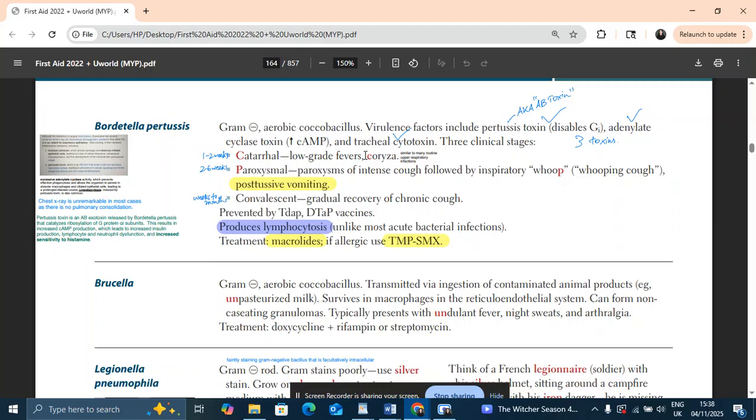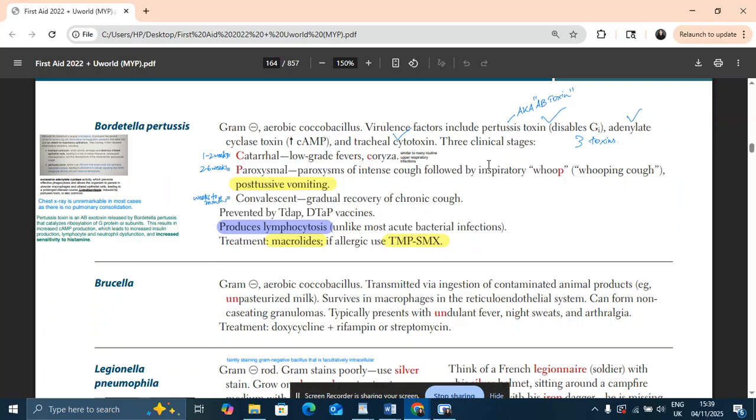Those exotoxins include pertussis toxin that disables the Gi protein. Pertussis toxin is also known as AB toxin. It also releases adenylate cyclase toxin that increases cyclic AMP, and tracheal cytotoxin. So pili, filamentous hemagglutinin, and pertactin are the virulence factors that attach to the respiratory epithelium. Once they get attached, they release inflammatory exotoxins. These are the three inflammatory exotoxins you should remember: pertussis toxin, adenylate cyclase toxin, and tracheal cytotoxin. What they do?